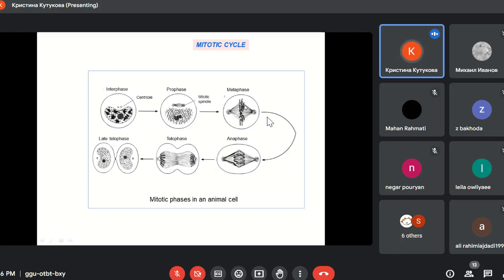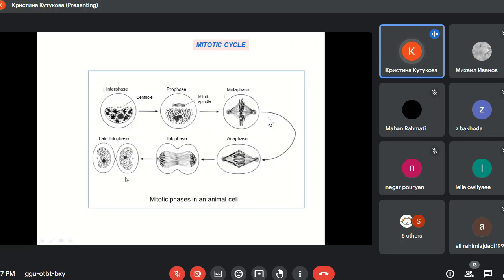Next, metaphase is when chromosomes are visible. They are located at the central plane of the cell, and they are attached with microtubules to the mitotic spindle. The centrioles go to the poles of the cell. Next, anaphase is when the chromatids start to move towards opposite centers, to opposite centrioles. And telophase is when two newly born daughter cells start to divide from each other.